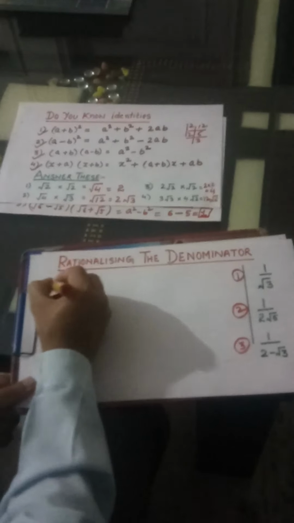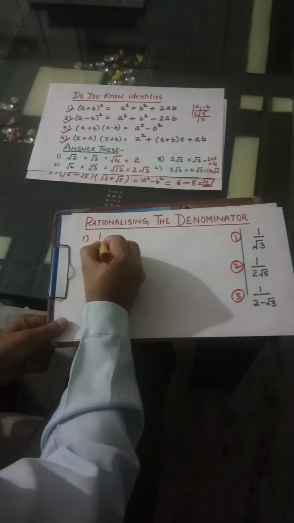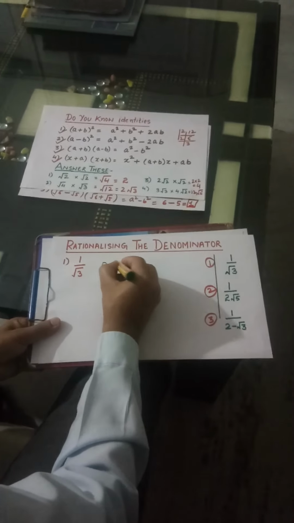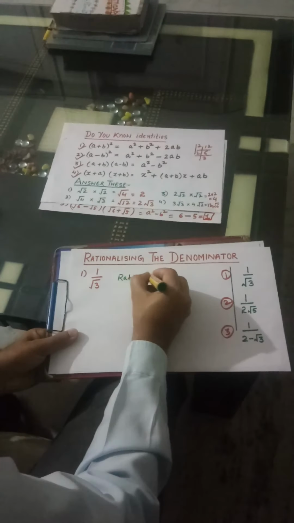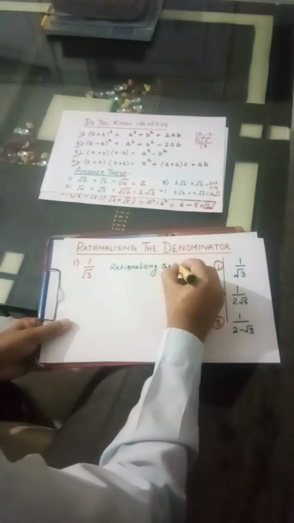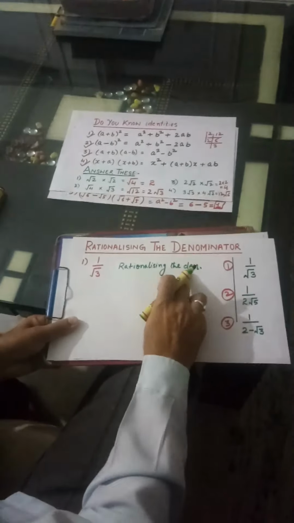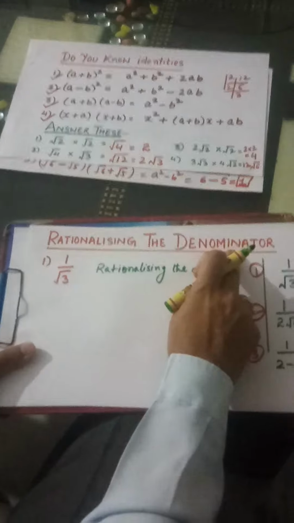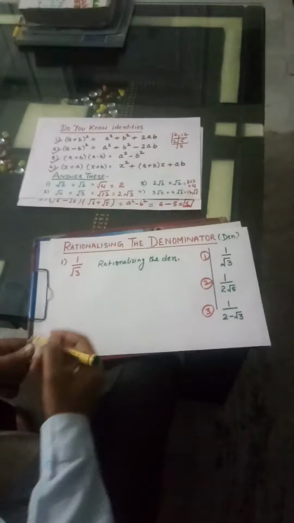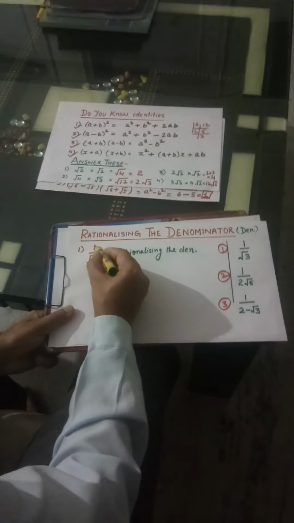So first is 1 upon under root 3. How do we go for that? Our first step is rationalizing, so we will write it like this: rationalizing the denominator. I am writing den. for denominator, and here also den., which stands for the denominator. So this is our P, this is our Q.